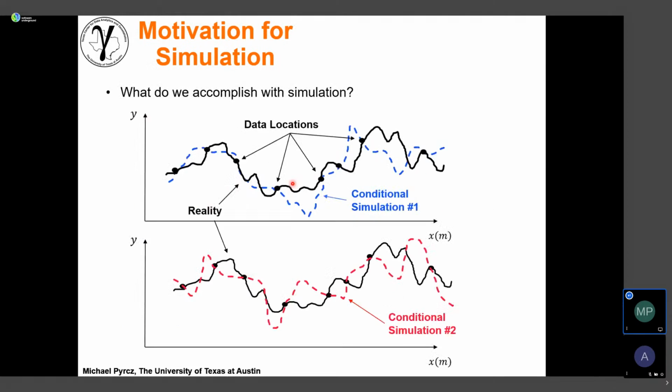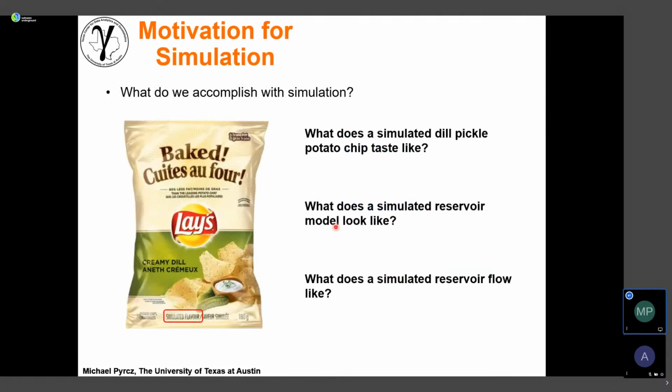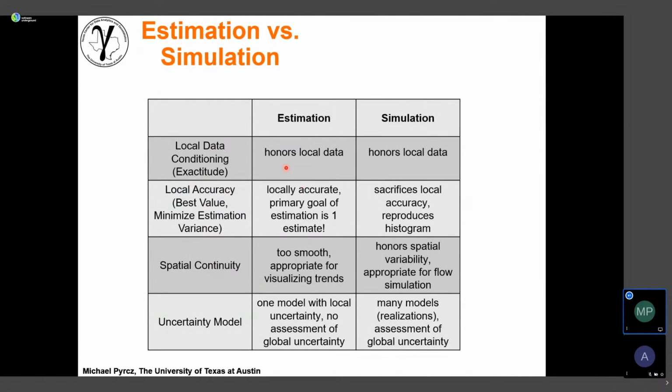In fact, if you go back here, you'll see that both of them, the simulated realizations and the estimations, pass through the data at the data locations. Exactitude is not a problem. Local accuracy, the best value, minimizes estimation variance. I'm not going to cover the derivation or discuss estimation variance in detail, but that is the idea of the error at the local estimate.